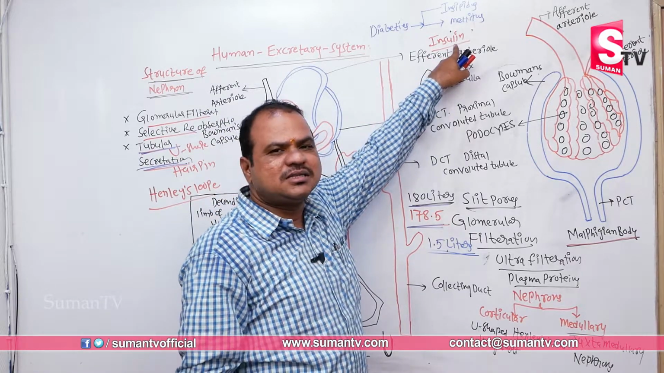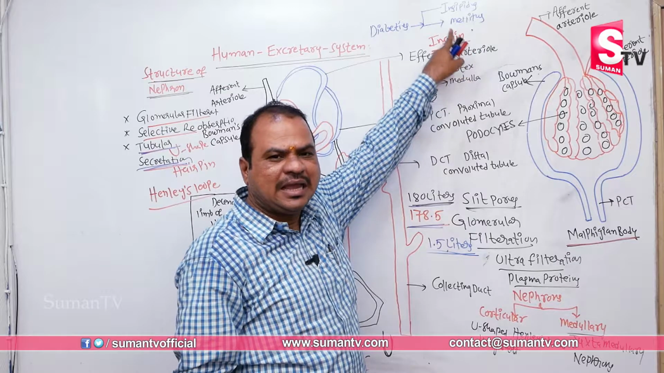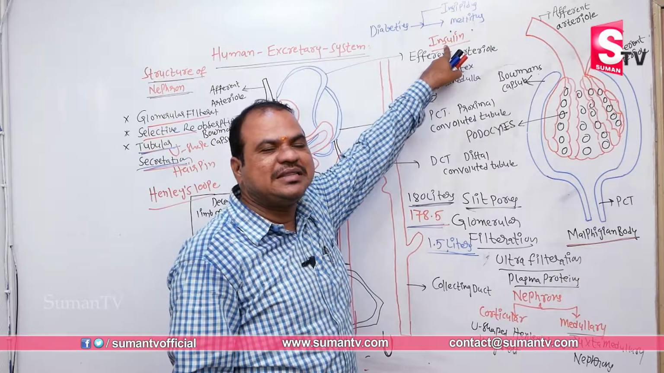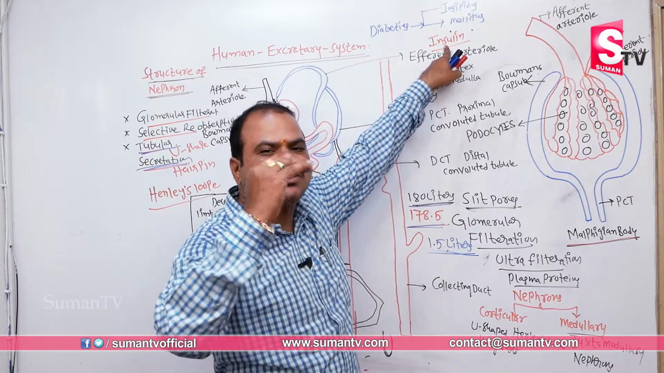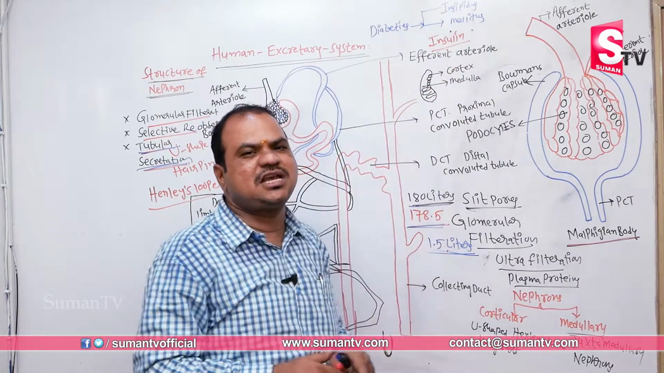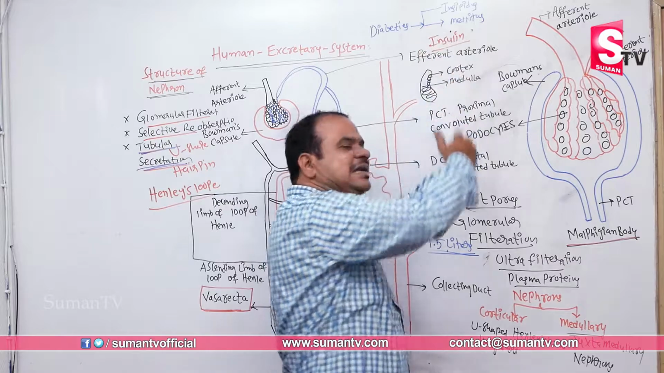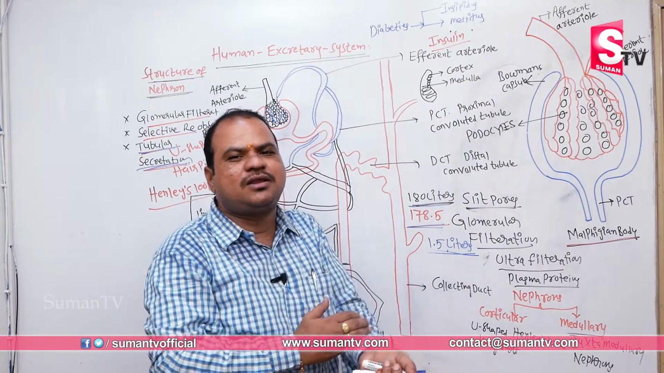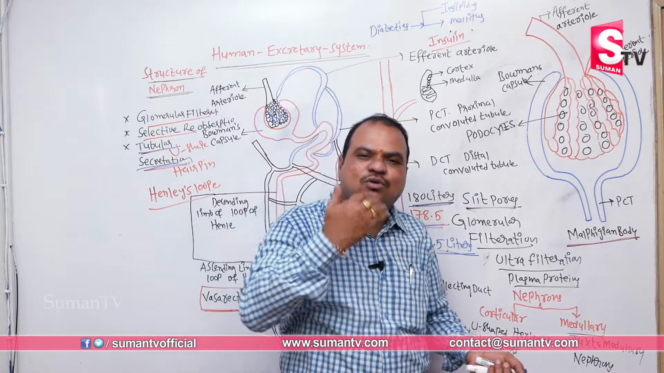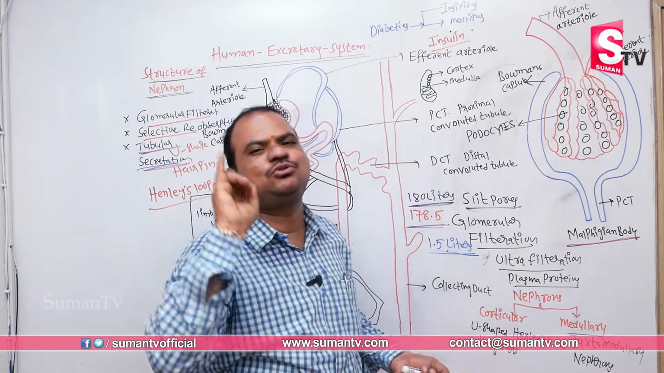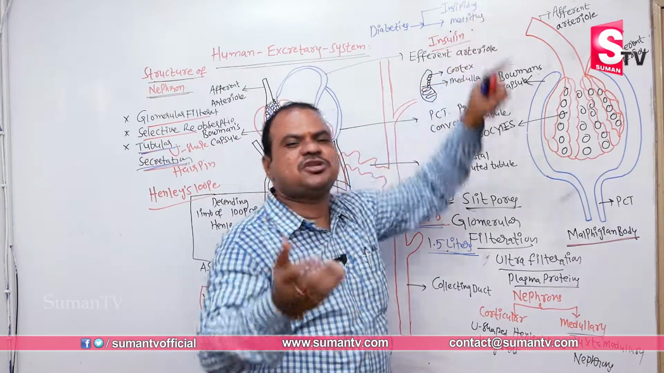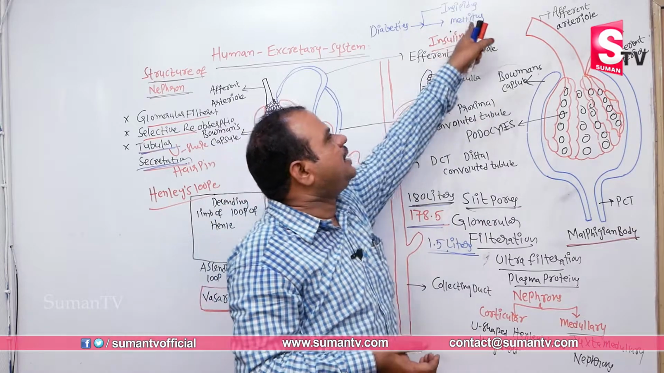But due to some abnormalities, heredity, or different problems, what will happen? The insulin secretion will be low, or sometimes it will be absent. So there is a deficiency of insulin. So what will happen? The excess glucose molecules are unable to be converted to glycogen, so the excess glucose will be eliminated through the urine. That is nothing but diabetes mellitus. Normally we can say sugar, right? So that is diabetes mellitus.